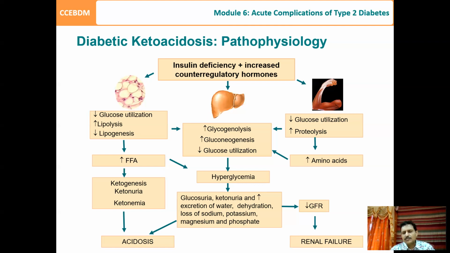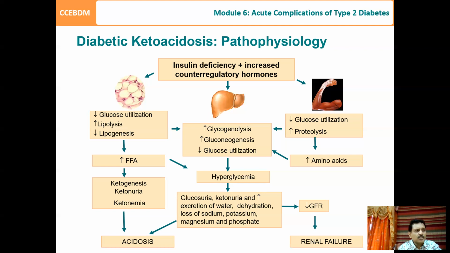Once there is severe hyperglycemia, what will happen? This glucose, along with water, will come into the urine, so there will be loss of glucose and loss of water, and dehydration develops. Because of the lipolysis, this actually initiates the process of ketogenesis. When lipid is broken down, it is broken down into glycerol and free fatty acids.